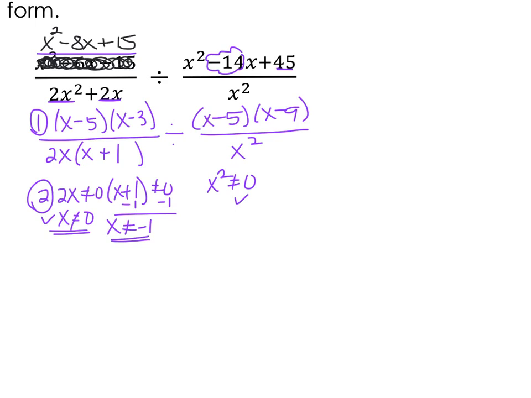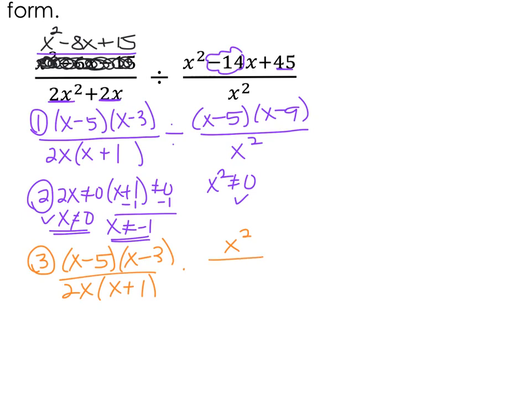Okay, now step 3. This is that keep, switch, flip step. Again, we're going to keep that first fraction, x minus 5 over x times x minus 3 over 2x times x plus 1. We're going to switch the divide to multiply, and then we flip that second fraction: x squared on top, and then x minus 5 and x minus 9.